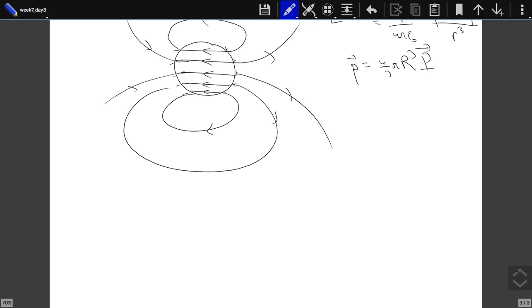Now we can calculate the total electric field. Now let's go back to the electric field. Okay, this is the polarization, the electric field created by the polarization. If we have a total electric field, we can obtain it through these two equations. Curl of the electric field is always zero.